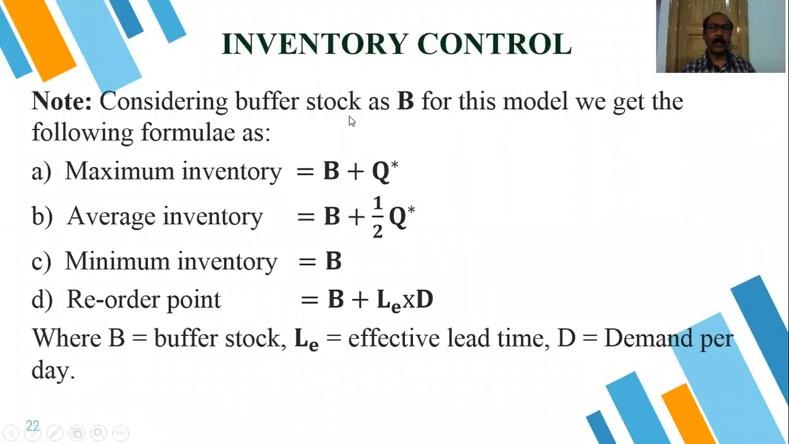Now, considering the buffer stock as B, for which model we get the following formula. We already learned what is called the buffer stock. B is our buffer stock. That is the maximum inventory should be buffer stock plus economic order quantity. That should be our maximum inventory. For a particular item in our database, we are keeping the information. For a particular item, first information we are keeping either in a bin card, that is the system is bin card. Nowadays, not using the bin card everywhere.